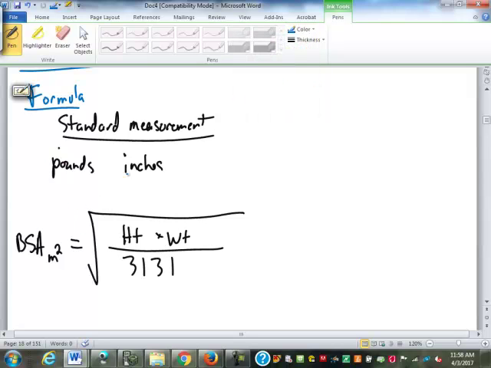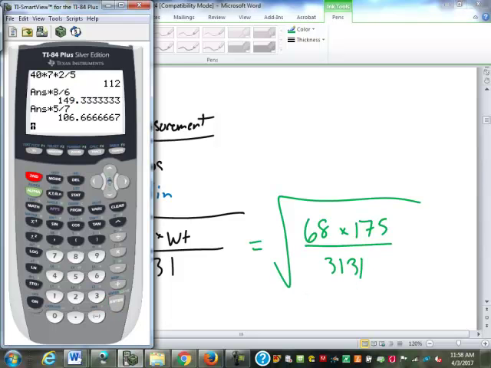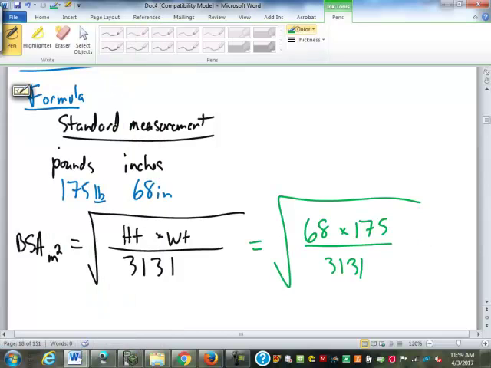So if we have a patient who is 68 inches tall and weighs 175 pounds, this formula will become the square root of 68 times 175 divided by 3,131. So, the square root of 68 times 175 divided by 3,131. So 1.949, and 1.95. We generally round to 2 decimal places for body surface area. So 1.95 meters squared.